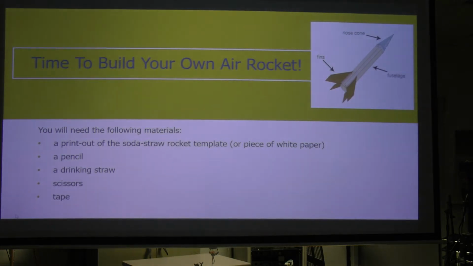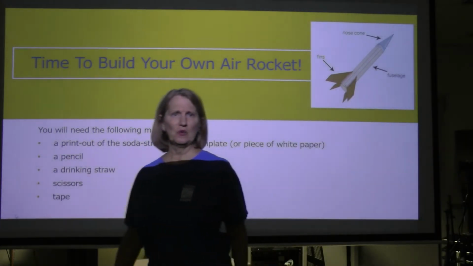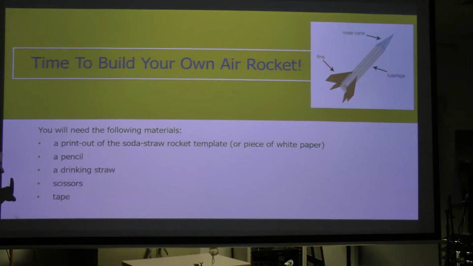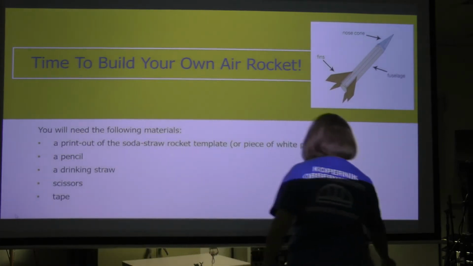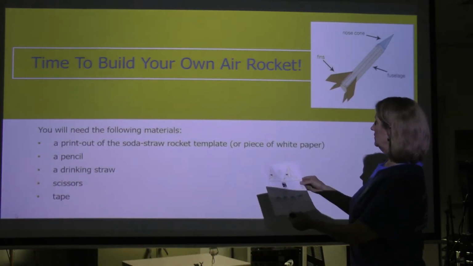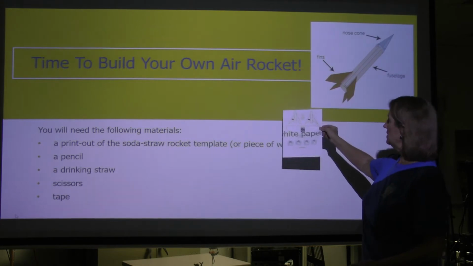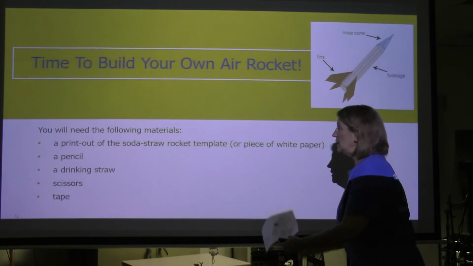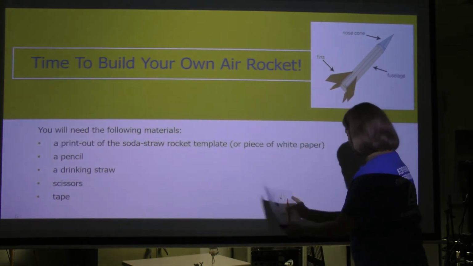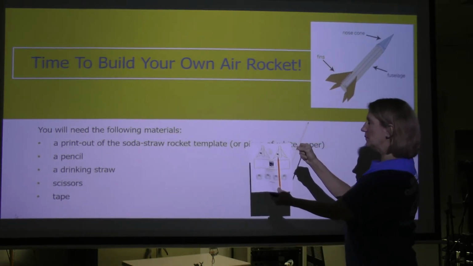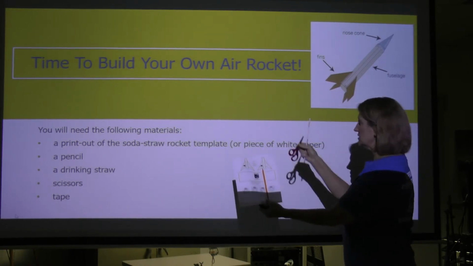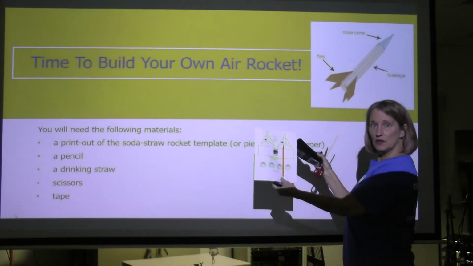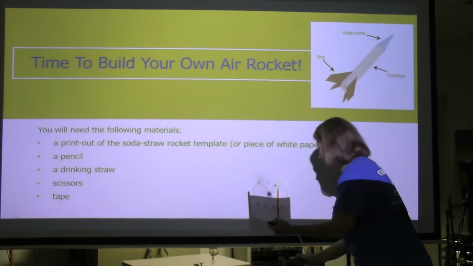Okay, so now it's time for us to build our own rockets. To build your own rocket, you're going to need these materials. You have a printout of the template that we need to build our rocket, the parts that we need. You should have a pencil and a drinking straw, a pair of scissors, and some tape. Those are all you need to make your straw rocket.